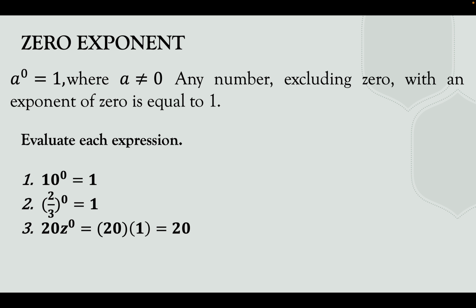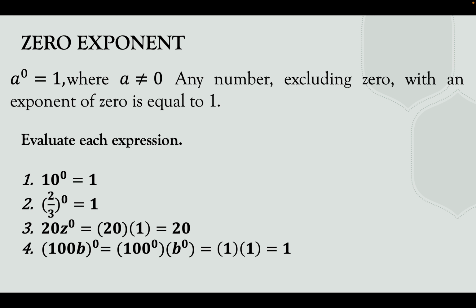Since here in example number 3 it is 20z raised to 0, 20 remains 20 and z raised to 0 is 1. So 20 times 1, we have 20. As I said earlier, if you use parentheses around all the variables and then raise to 0, all of them will result in 1. So 100b raised to 0: distribute the exponent, 100 raised to 0, b raised to 0. We have 1 times 1 is equal to 1.